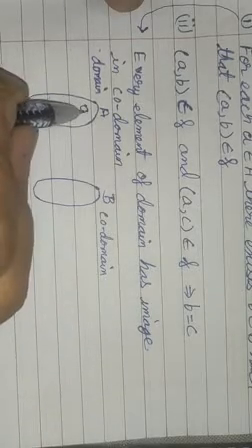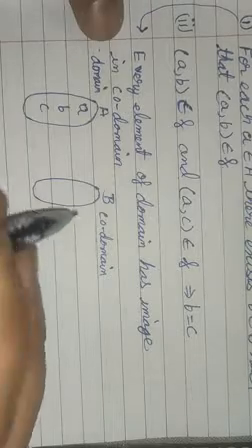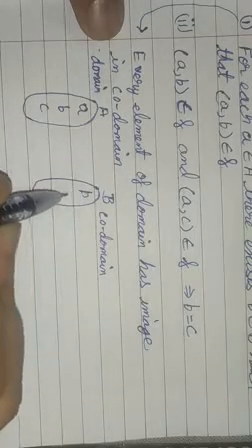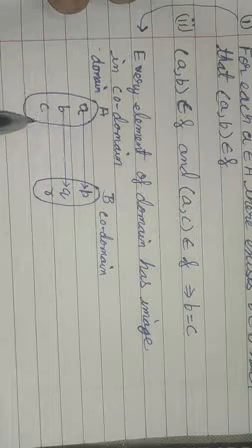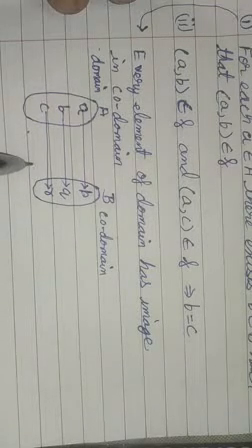Now if I take three elements a, b, c in domain, and here p, q, r are three elements of codomain. Now if p is image of a, q is image of b and r is image of c, then it will be a function. Here every element of A has an image in codomain.